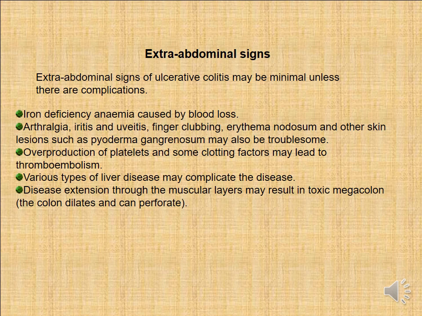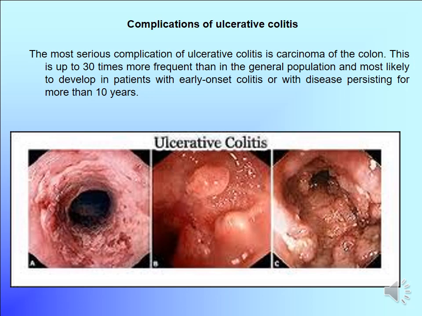The disease extension through the mucosal layer may result in toxic megacolon, where the colon dilates and can perforate. The most serious complication of colitis is carcinoma of the colon. This is up to 30 times more frequent than in the general population and most likely to develop in patients with early onset colitis or with disease persisting for more than 10 years.